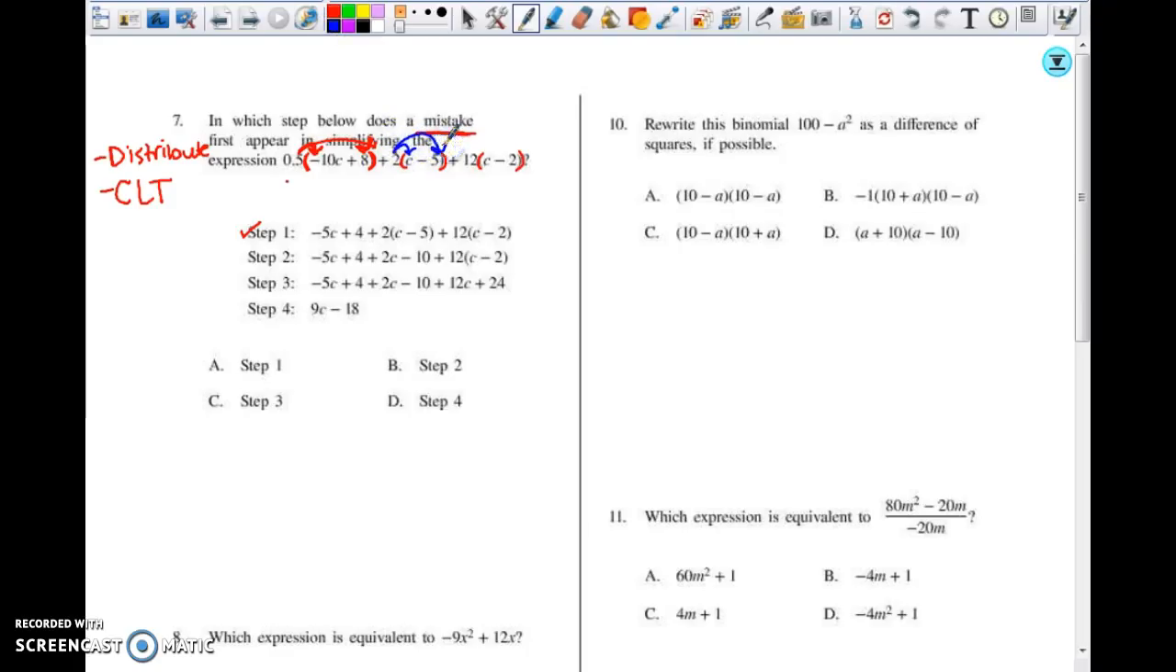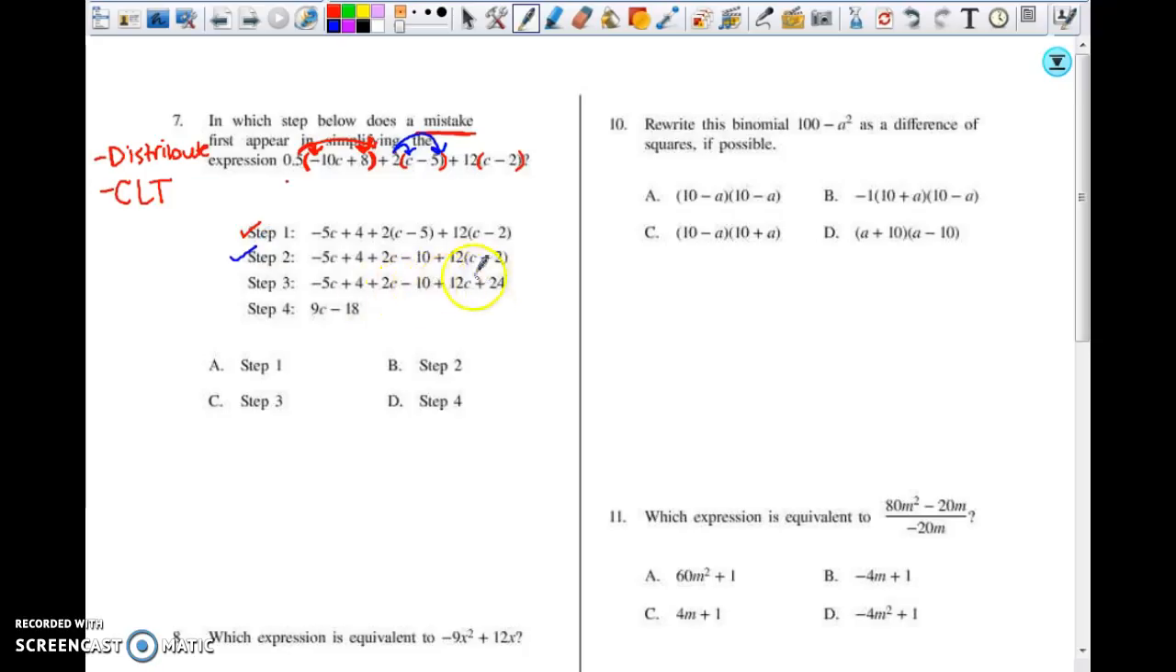Okay, so did they do this part correctly? 2 times c would have given them what? 2c, that's correct. 2 times the negative 5, is that negative 10? Yeah, so they did that part correct. And notice they didn't distribute that here. So that's correct. That checks out. They distributed the second parentheses correctly.